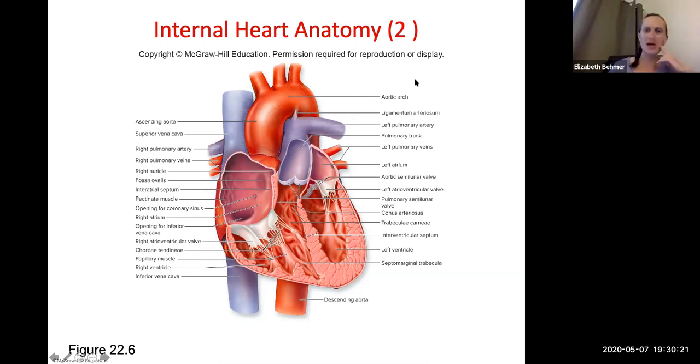So that's interior heart anatomy. There's just a lot to do with the heart. That's why there's a whole chapter on it. So as you guys are studying it, just please let me know if you have any questions.